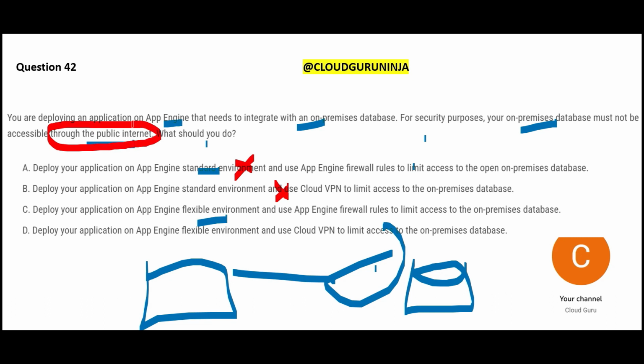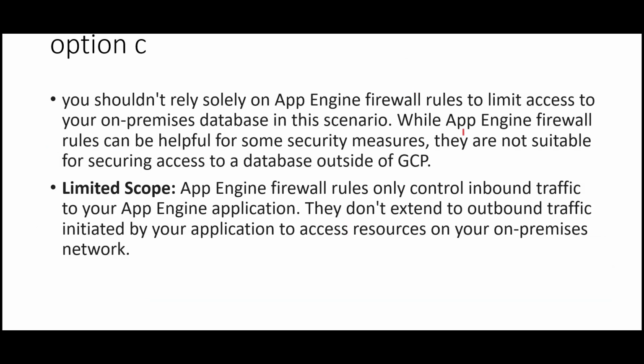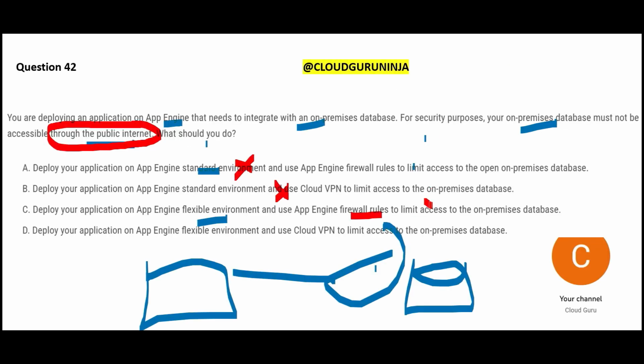Now between option C and D, let's look at option C. It says you use App Engine firewall to limit the access. App Engine firewall can be helpful for some security measures, but it is not suitable for securing access outside of GCP. That is wrong, so this will not fit. App Engine firewall rules only control inbound traffic to your App Engine. They don't extend to the outbound traffic. This will be a problem, because you also want to control that. So option C would not work in our case.